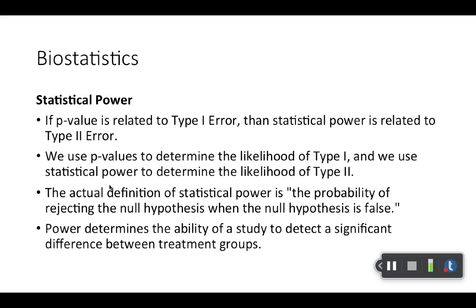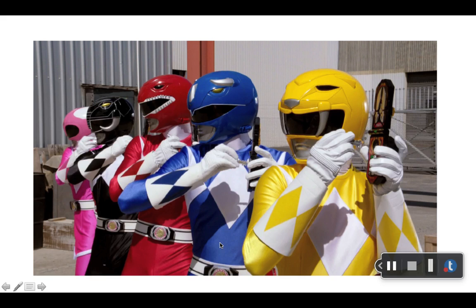The actual definition of statistical power is the probability of rejecting the null hypothesis when the null hypothesis is false. So power determines the ability of a study to detect a significant difference between treatment groups.